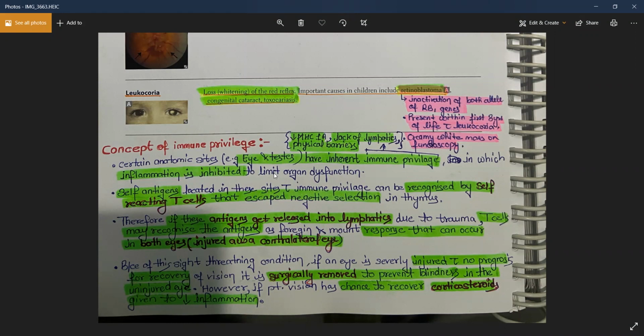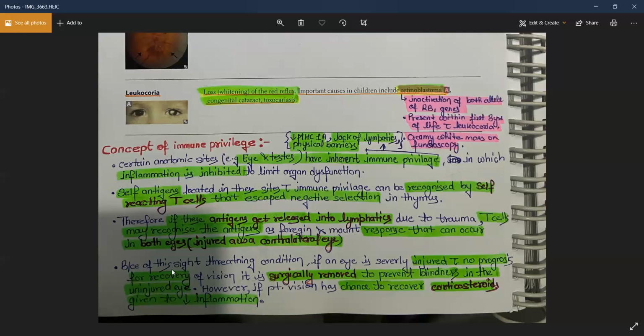That means they cannot be recognized. But whenever the barrier is damaged, they can be recognized by the self-reactive T cells that escape the negative selection. Now, these self-reactive T cells, whenever the antigens get released into the lymphatics because of damage, will become sensitized, and they will mount a response that can affect both the injured eye as well as the contralateral or normal eye.